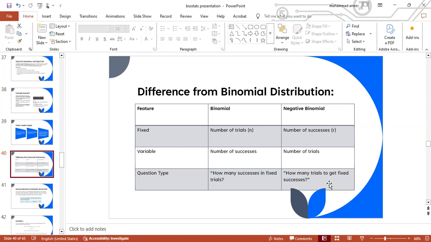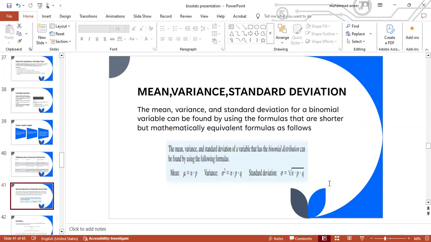When we are talking about the probability distribution, there are times when we have to calculate mean, variance, and standard deviation. So there are certain revised formulas for these, which are shown here. The mean, variance, and standard deviation for a binomial variable can be found by using formulas that are shorter but mathematically equivalent. These are shown as follows. Mean is equal to n times p, where n is the number of trials and p is the probability. Variance is equal to n times p times q, where n is the number of trials, p is the probability of success, and q is the probability of failure. And standard deviation is the square root of variance.